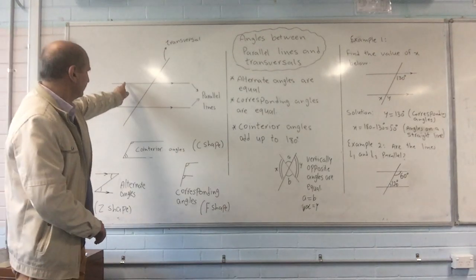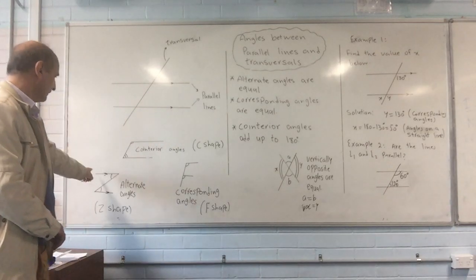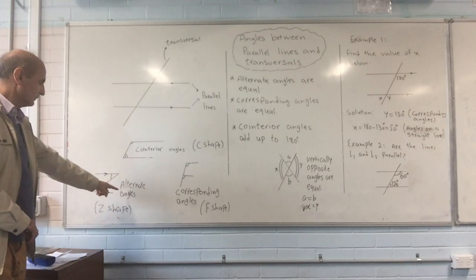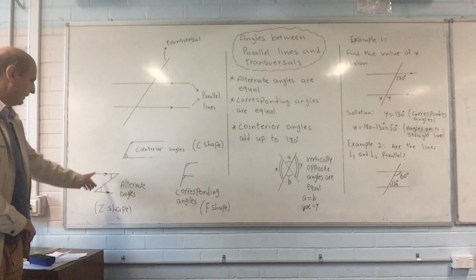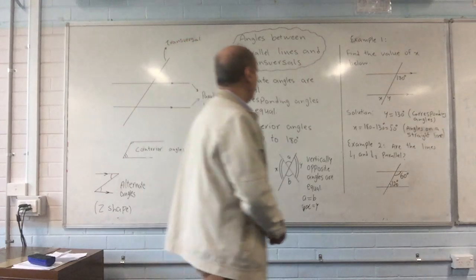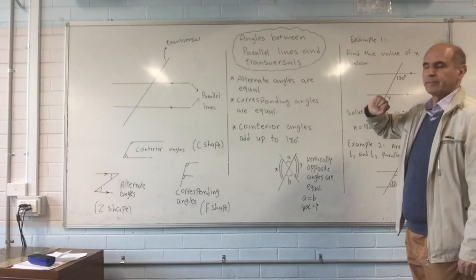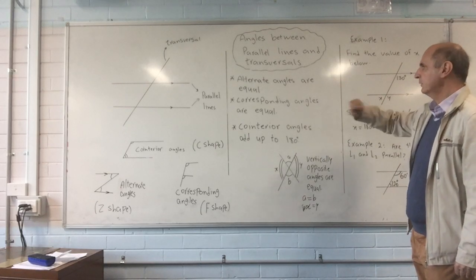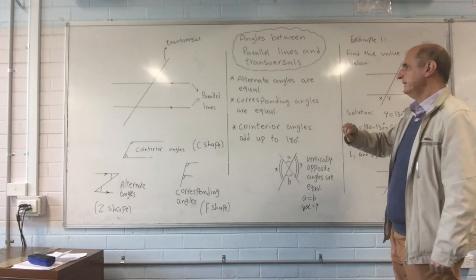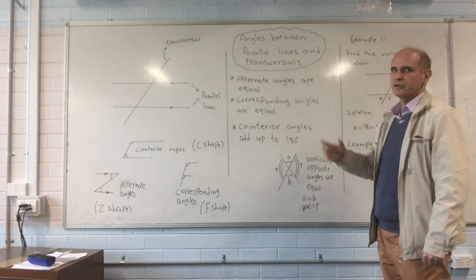And if you take this part of the parallel lines and transversal like this, you end up again with two angles, and these two angles are called alternate angles, and they form a Z shape. Now, alternate angles are equal. So if two angles are alternate, they are equal. Corresponding angles are also equal. And co-interior angles are not equal, but they add up to 180 degrees, or they are supplementary angles.